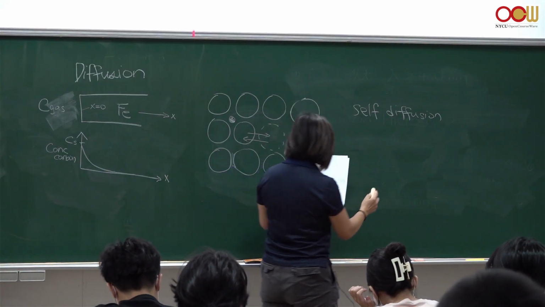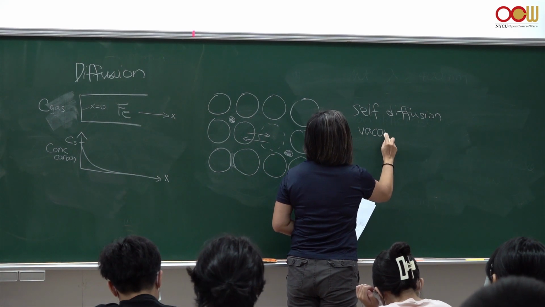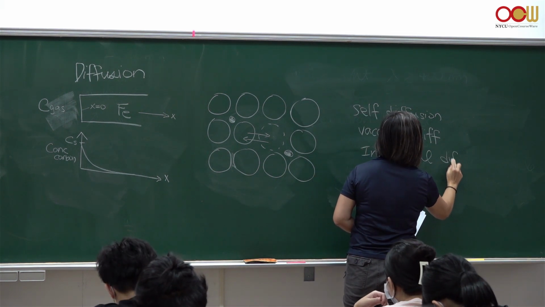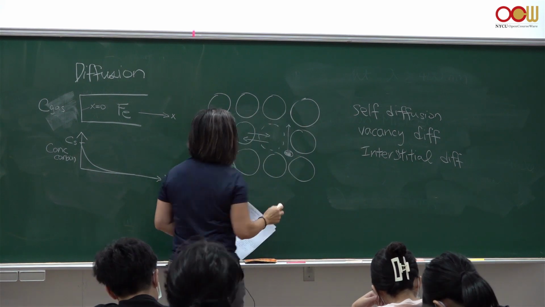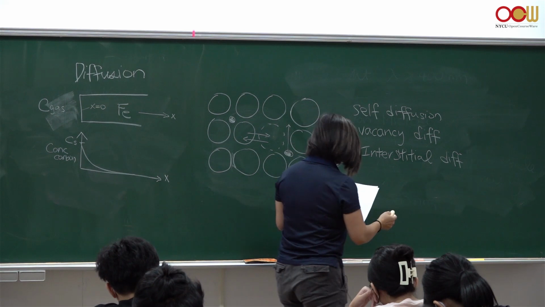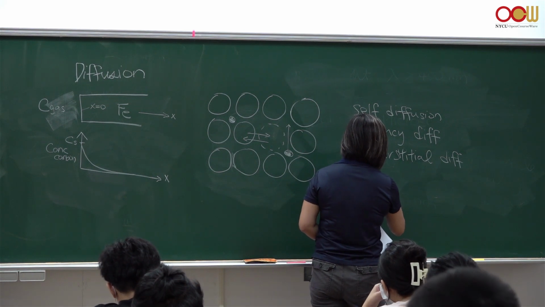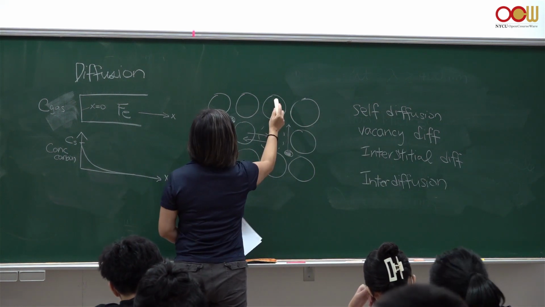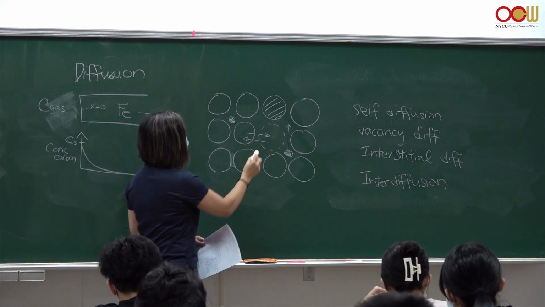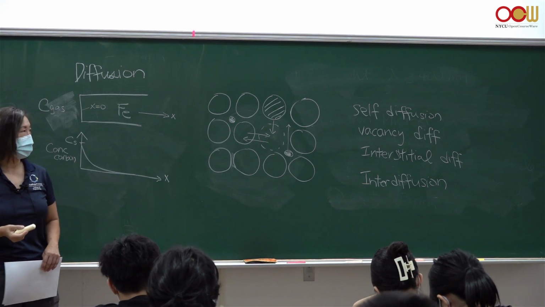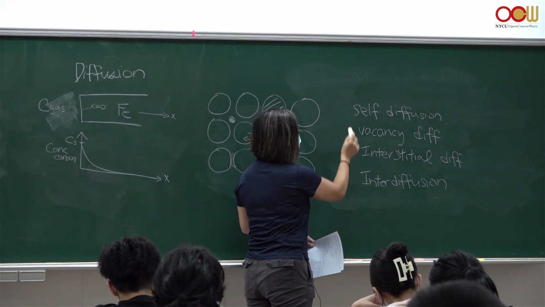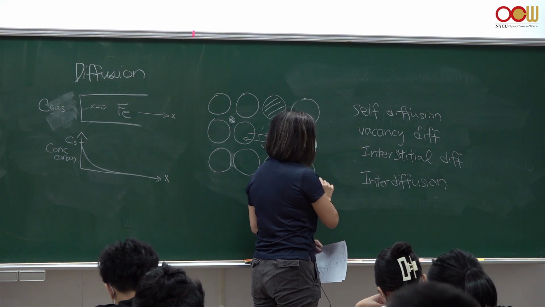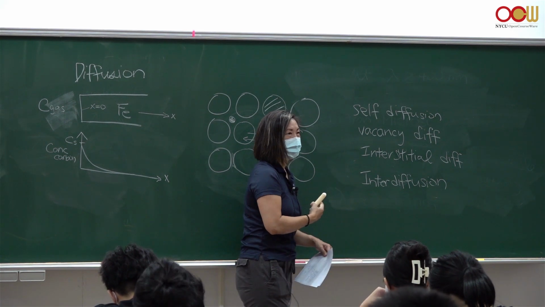Okay, so you have different kinds of diffusion: vacancy diffusion, interstitial diffusion, if this interstitial atom moves to a different place. And then you can also have what is called interdiffusion, if you have a substitution defect that moves. So that would be interdiffusion. Self-diffusion, the atom of the same kind. Vacancy is when vacancies move. Interstitial is when interstitials move. Interdiffusion is when substitutional atoms move.